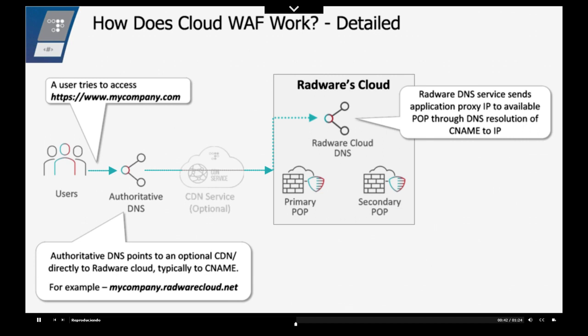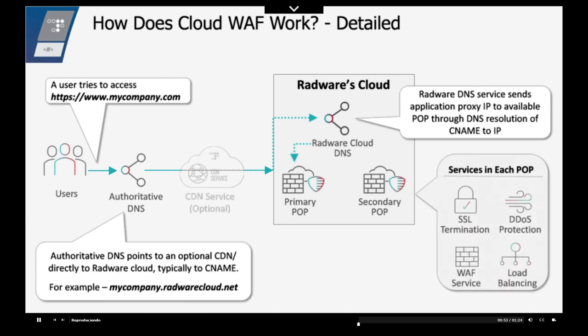Within Radware's cloud, there is a DNS component that sends the application's proxy IP to an available point of presence through DNS resolution of CNAME to IP. Each point of presence may include one or more of the following services: Cloud WAF, DDoS protection, SSL termination, and load balancing. Load balancing refers to balancing traffic towards and from the origin servers. As mentioned before, Cloud WAF checks the traffic for malicious attack attempts, blocks the attacks if such are found, and forwards only clean traffic to the application servers. Servers' responses are then returned to the user via Radware's cloud.